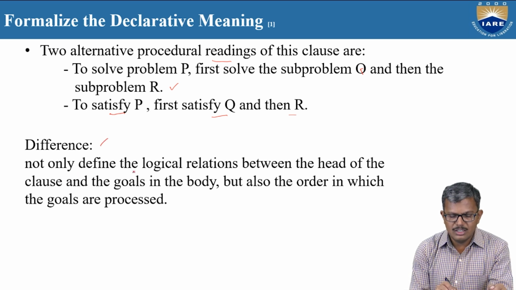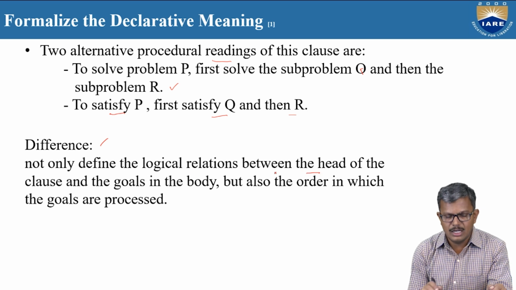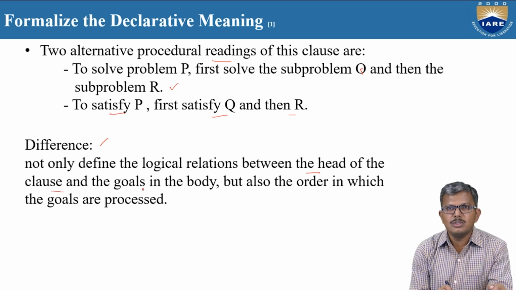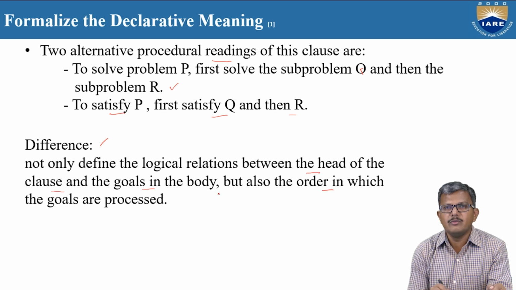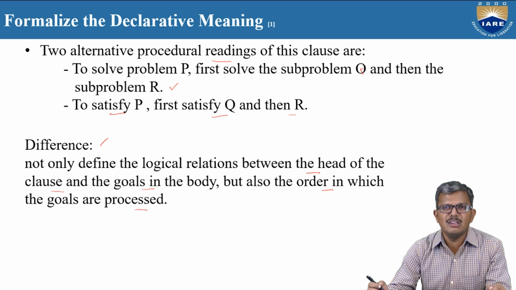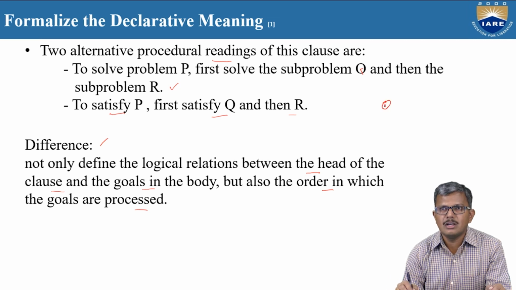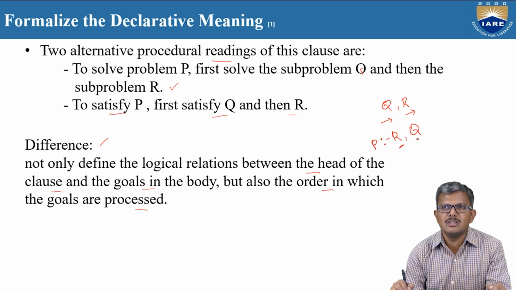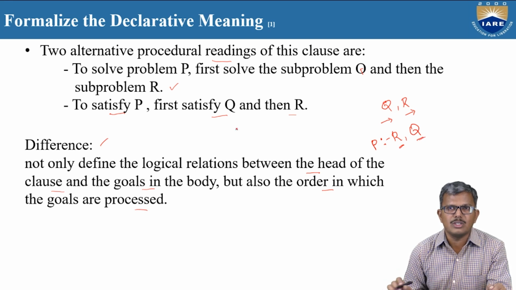So we define not only the logical relationships between the head and the clause, but also the goals in the body and the order in which the goals are processed. That's why I have repeatedly used that particular statement. Even the order of proving is very, very important. If Q is present first and later R, your procedure should be to satisfy Q first, then satisfy R. If it is R comma Q, then you need to prove R first and after that Q. That is the difference present here.